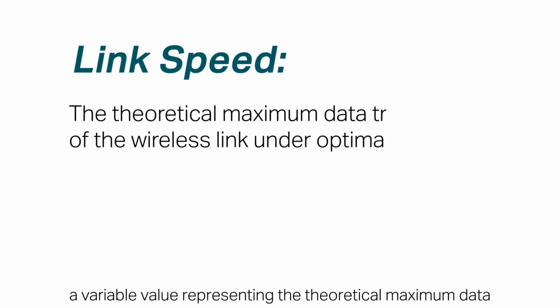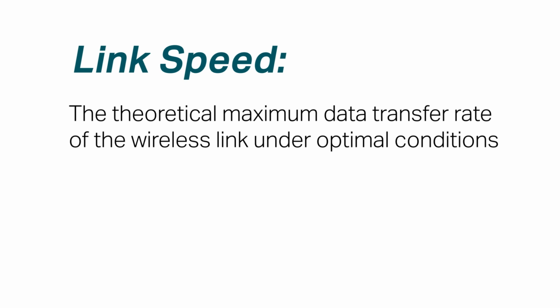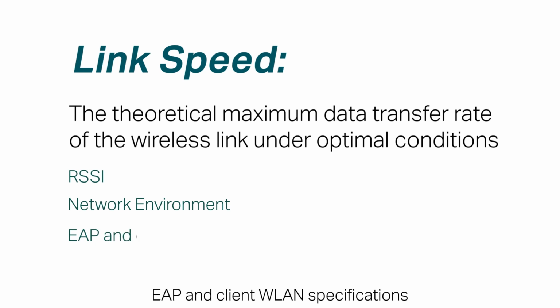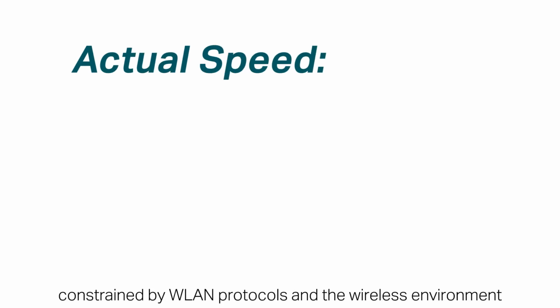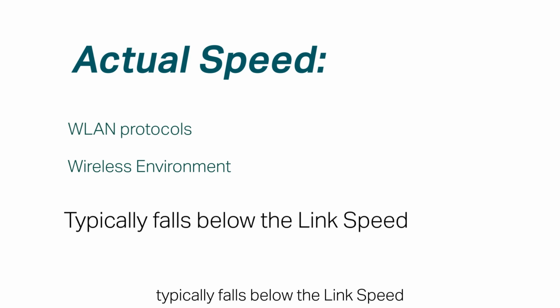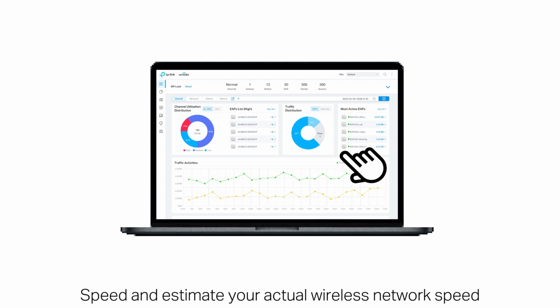Here, we'll introduce two concepts. The first is link speed, a variable value representing the theoretical maximum data transfer rate of the wireless link under optimal conditions. It is influenced by factors such as RSSI, network environment, EAP and client WLAN specifications, and antenna number. The second is the actual speed, which, constrained by WLAN protocols in the wireless environment, typically falls below the link speed. This video will show you how to check the RSSI and the link speed and estimate your actual wireless network speed.